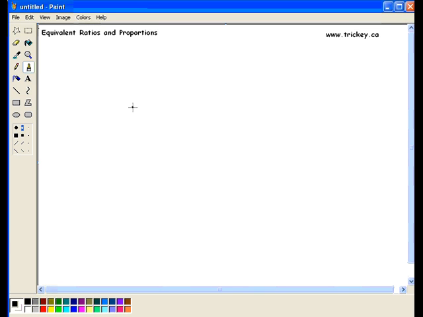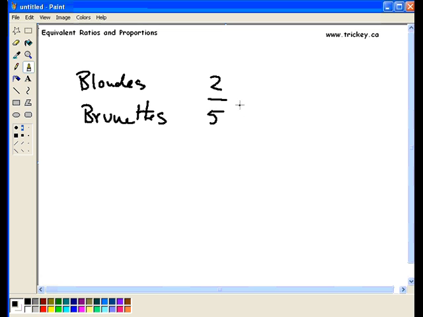Look at equivalent ratios and proportions. Ratios are just a comparison. If we want to compare, say, the number of blondes to the number of brunettes in a high school setting, there may be, for every 2 blondes, 5 brunettes. Sometimes that also can be expressed as 2 to 5. I much prefer expressing it as a fraction because it's easier to work with, right?